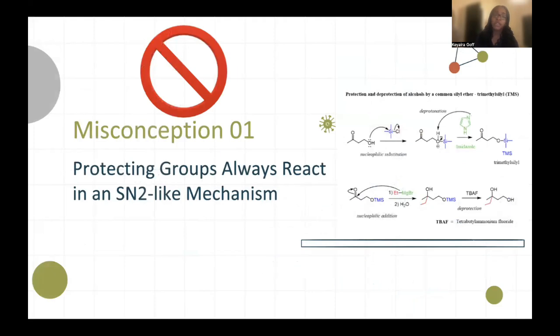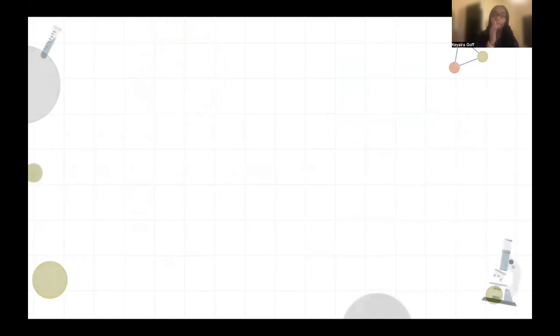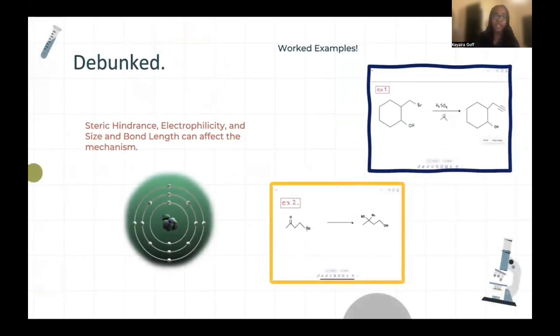So the first misconception is that protecting groups always react in an SN2-like mechanism. And we can debunk this because steric hindrance, electrophilicity, size, and bond length can affect the mechanism. And here are some worked examples.